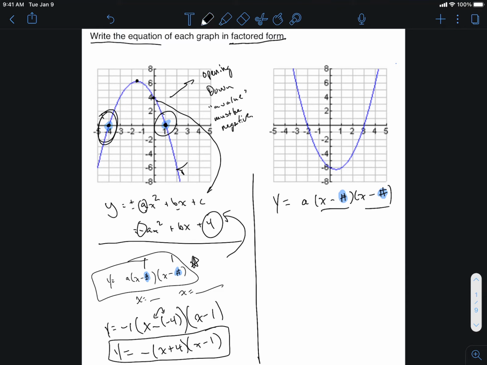Well, these are your x-intercepts, right? Where are the x-intercepts on the graph? Where they cross the x-axis. Remember, this is x and this is y. It's where they cross the x-axis. So now rewrite this. Is this parabola opening up or down is your question?